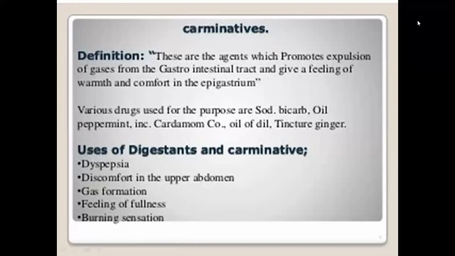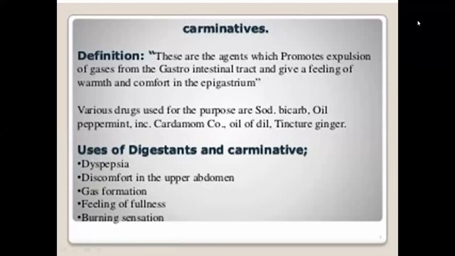Dyspepsia means indigestion. If proper digestion of food does not occur, dyspepsia occurs, and after that pain in the stomach is observed. So dyspepsia means indigestion, improper digestion. The next point is discomfort in the upper abdomen. The abdomen is the stomach-related part. So if there is discomfort or pain in the abdomen, then these carminatives are given.